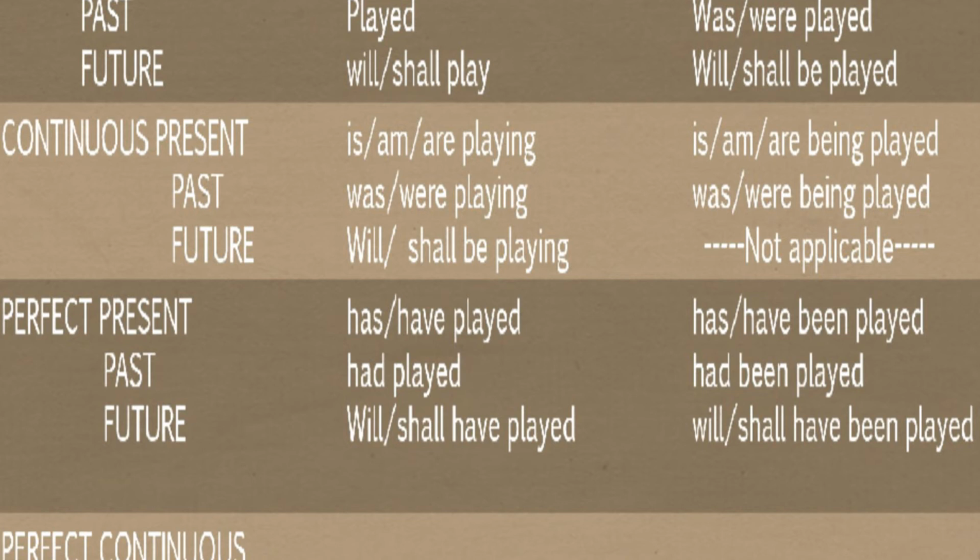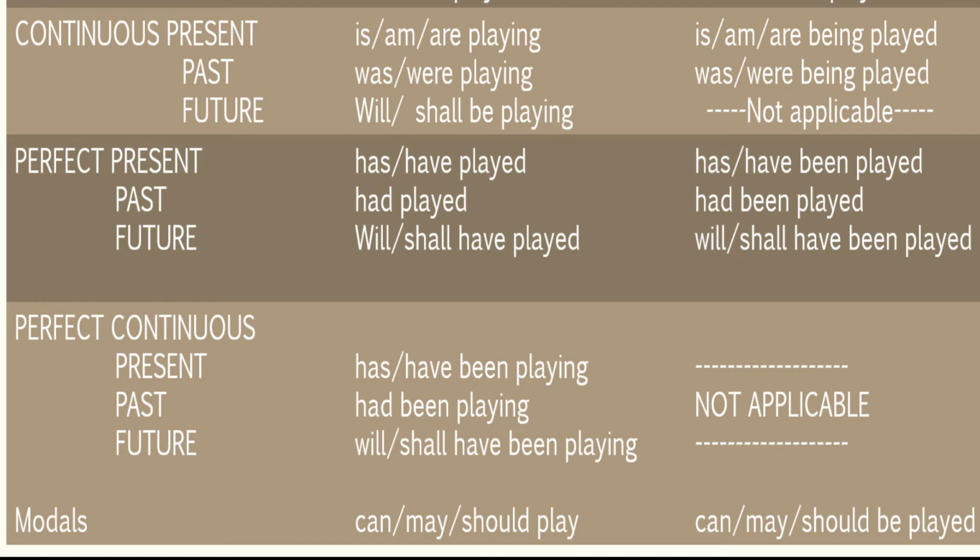I hope now it's crystal clear that the verb structure in the passive voice is the verb be plus the past participle or the third form of the main verb. This is the verb be that is differently used according to the tense and according to the subject in all the sentences. In case of the present perfect continuous, the past perfect continuous and the future perfect continuous, there is no passive verb form. So we cannot change these tenses from the active to the passive voice.